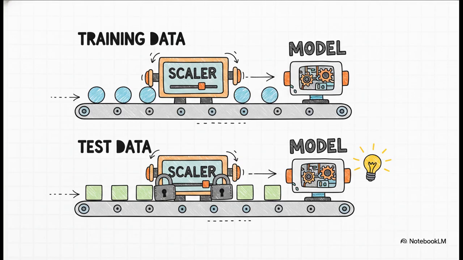Plus, if you're using cross-validation, the pipeline is applied perfectly per fold, preventing any of that subtle leakage across your validation sets. It handles the heavy lifting for you.